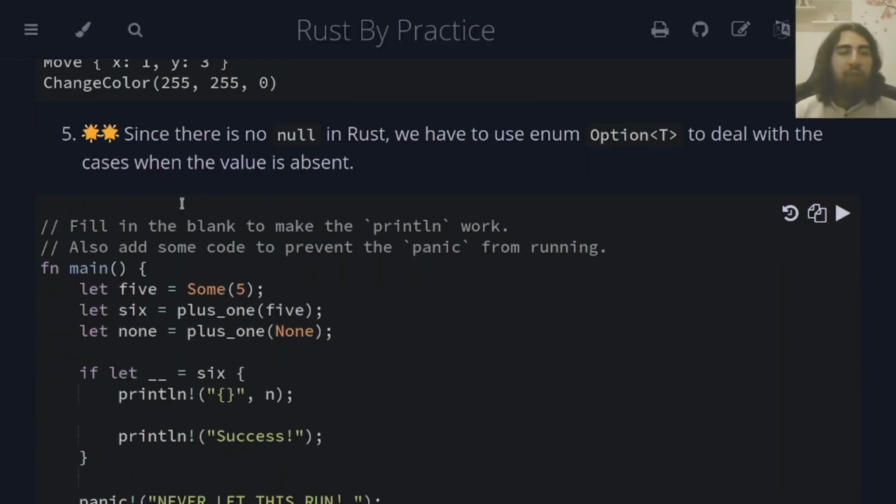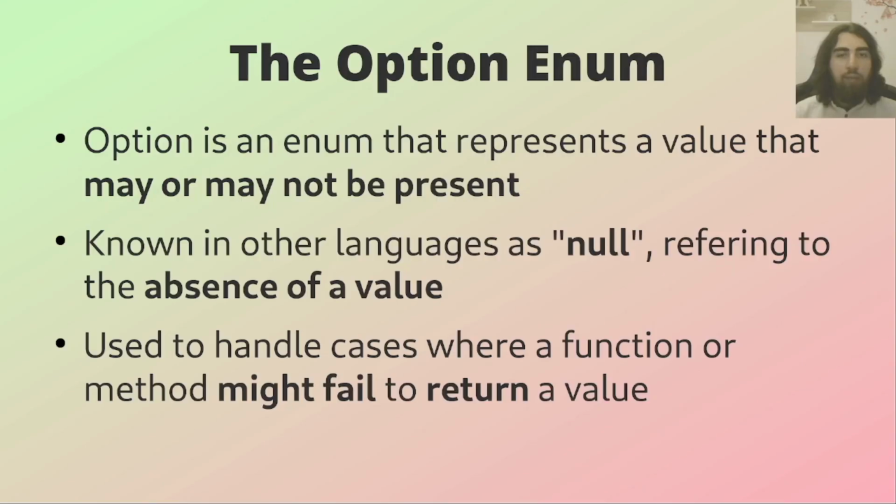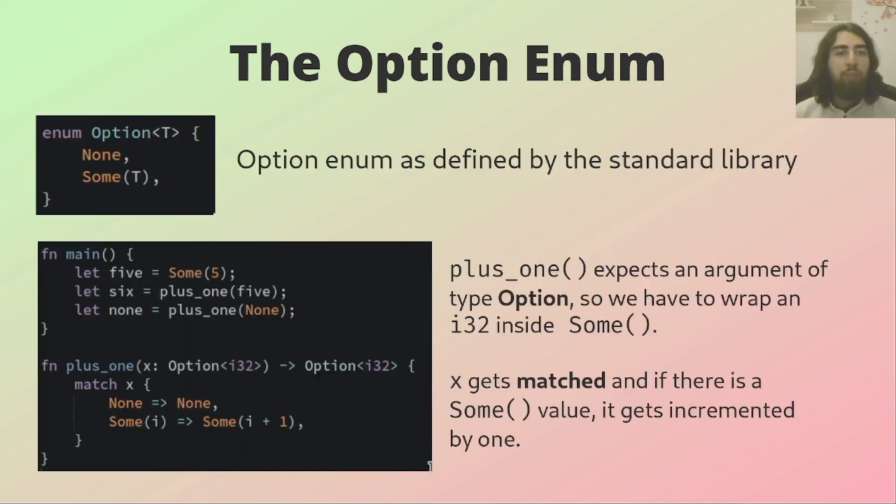So let's see exercise 5. Since there is no null in Rust, we have to use the enum Option to deal with the cases when the value is absent. And I want to show you some slides for that. So the Option enum. Option is an enum that represents a value that may or may not be present. It's known in other languages as null, and it's referring to the absence of a value. It's used to handle cases where a function or method might fail to return a value.